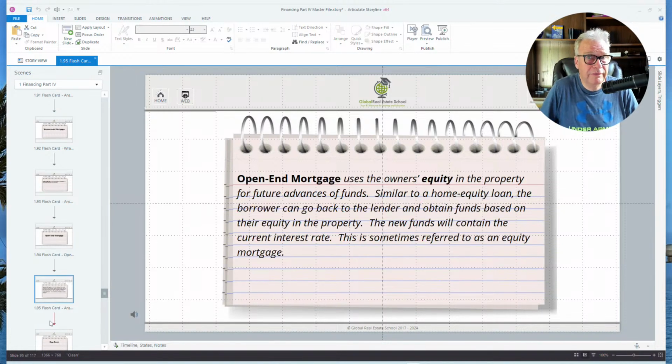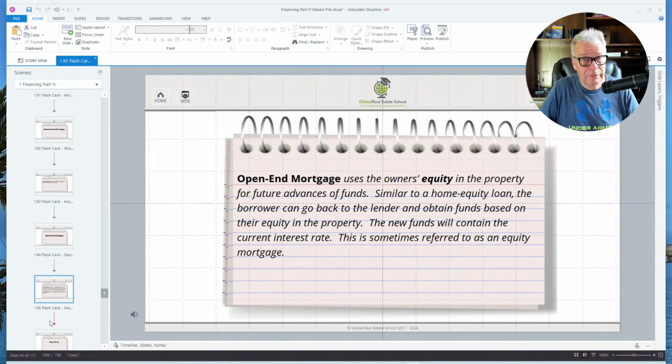We also call this a future advance, future advance funds, or a future advance deed of trust is another name for it. But you're just borrowing the equity out of your property. So many lenders will have an open-end mortgage or a future advance deed of trust, which means if you originally took out $100,000 and you've paid your loan down to $50,000, you have $50,000 worth of equity. Remember, that'll be a test question. Well, if you have an open-end mortgage, you can borrow that $50,000 at any time. However, the new $50,000 will have the current interest rate and the current terms that they provide at that time. Your deed of trust or mortgage will explain that.